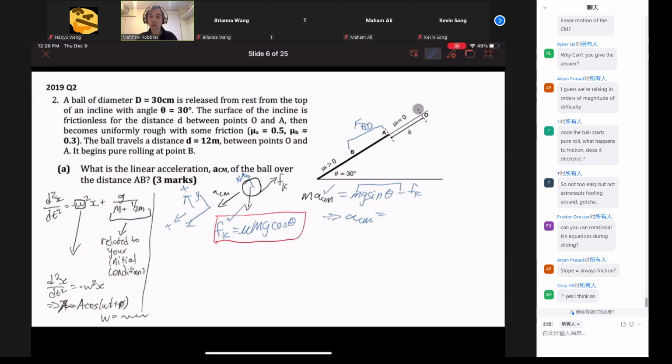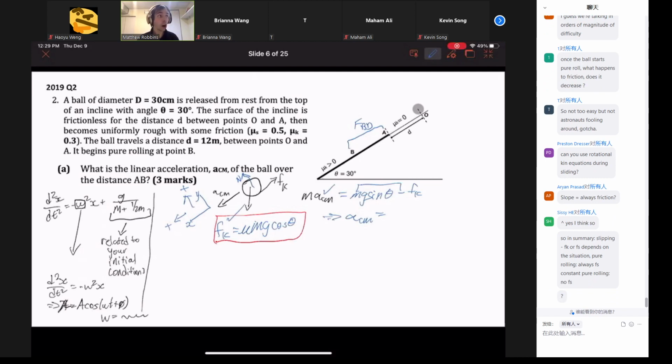So anything else on these slides? Because I know friction is, I'd say, the hardest topic of the course, or if not, rolling motion is one of the harder topics, that's why I want to make sure that we spend time on these rolling motion problems. So in summary, slipping means Fk or Fs depending on the situation. Pure rolling is always Fs. Constant pure rolling, no force due to static friction. I think that would be a good summary. Yeah, constant pure rolling, if we're not accelerating at all, then we don't have any static friction.